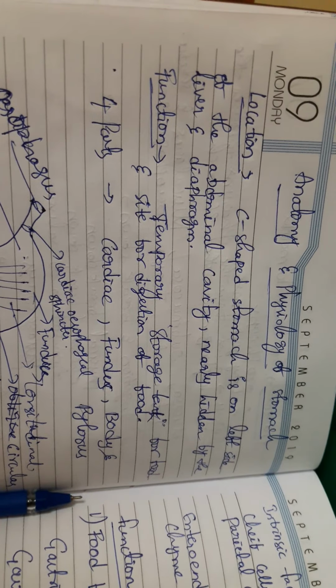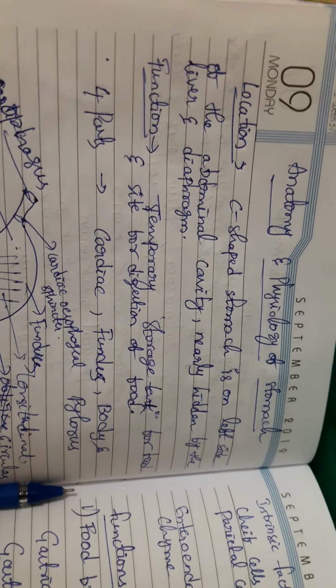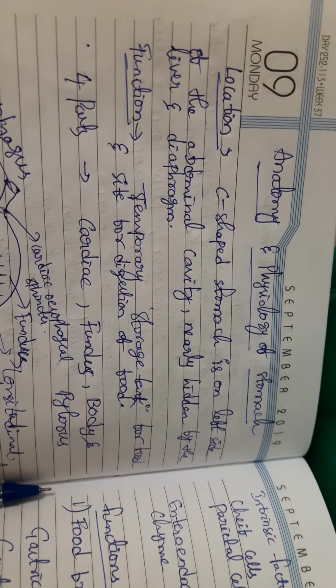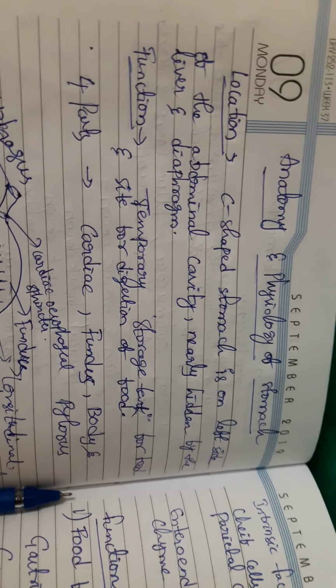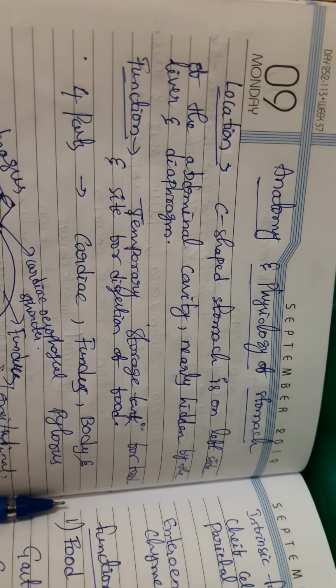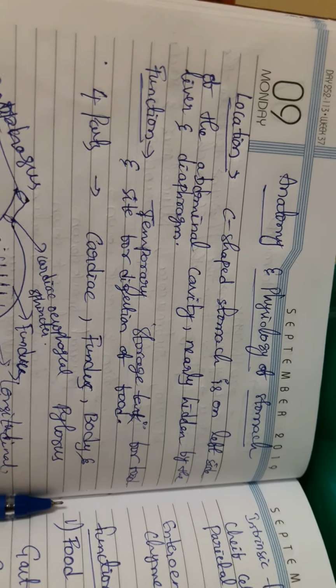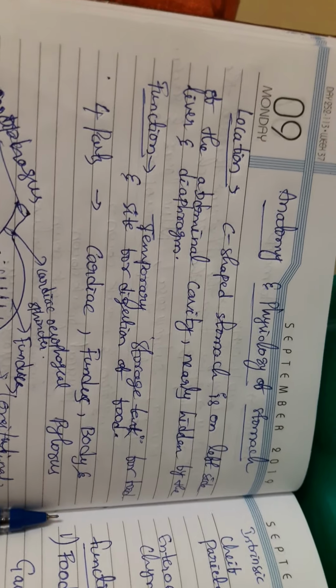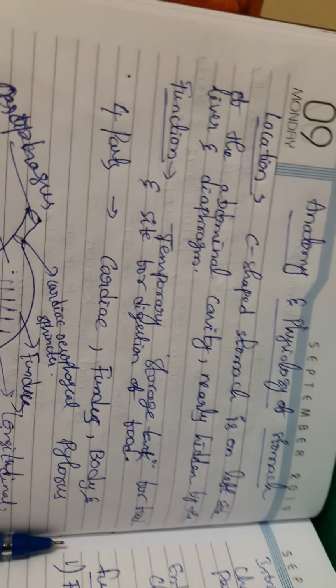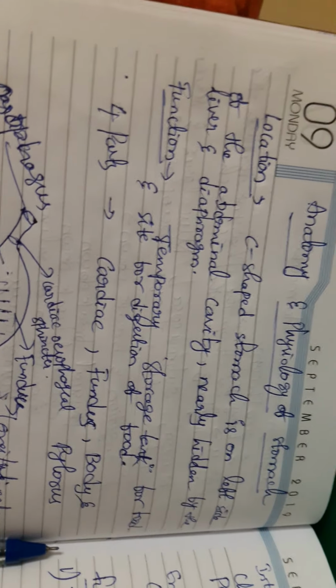Coming to the location, where the stomach is located: the stomach is located towards the left side of the abdominal cavity. Coming to the shape, it is a C-shaped cavity. The C-shaped stomach is located in the left side of the abdominal cavity, nearly hidden by the liver and the diaphragm.